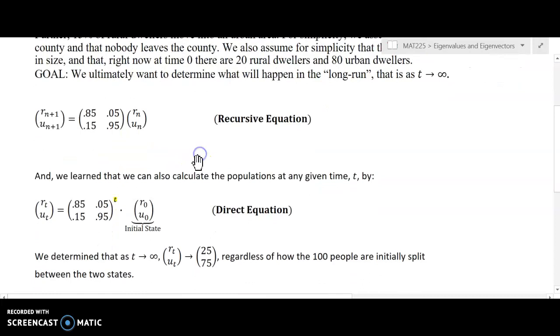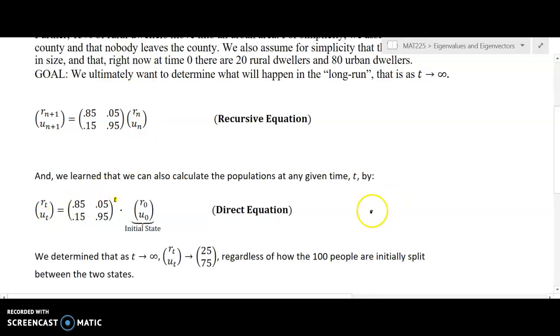We did a little bit of math on this and found out that we could actually express the number of people in the populations at any given time t by exponentiating our coefficient matrix to the t power. So if we wanted r 100 and u 100, we could raise this to the 100th power and multiply it by the initial state, which we call the direct equation. Remember, the difference here is that in the recursive equation, we need to know the previous year's populations to get the next year's population. But here all we need to know is the initial state, and by simply exponentiating to the t power, we could figure out what the populations are at any given time without having to go year by year by year.